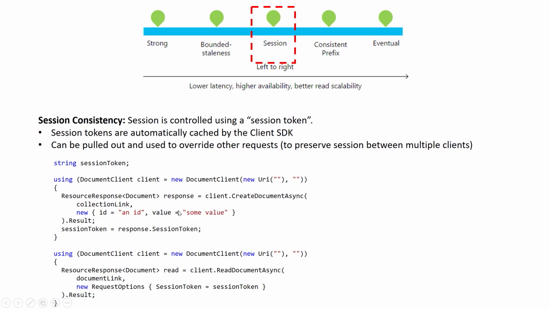By default, the client SDKs will cache the session tokens. However, let's say you have a fleet of stateless applications and you want to preserve the session across all of these stateless apps. You can pull out the session token every time you do a write request, pass it down to the user's cookie on the web app, and then pass this back up on the following read request to preserve that session across application instances.